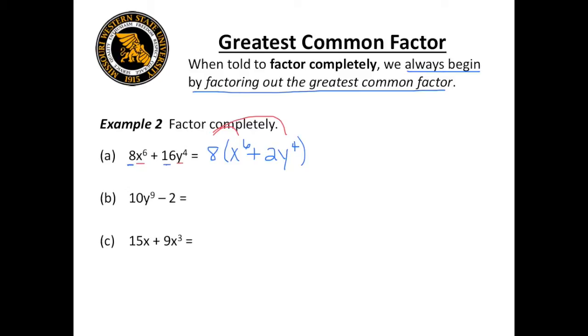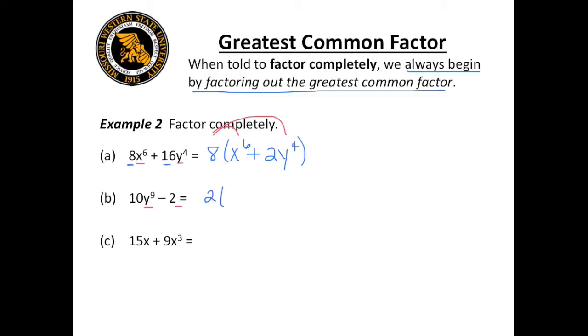Now consider example 2b. We're asked to factor 10y to the 9th minus 2. Looking at the numerical factors in each term, we ask ourselves what is the largest number that divides both 2 and 10, and the answer is 2. Now looking at the variable factors, in the first term we have a factor of y to the 9th. In the second term, we have no y factor at all. Therefore, 2 is the greatest common factor, since there is no common factor involving y.